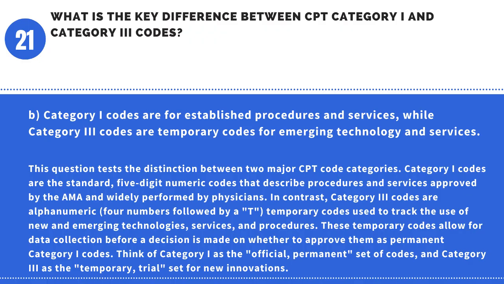These temporary codes allow for data collection before a decision is made on whether to approve them as permanent Category I codes. Think of Category I as the official, permanent set of codes, and Category 3 as the temporary, trial set for new innovations.